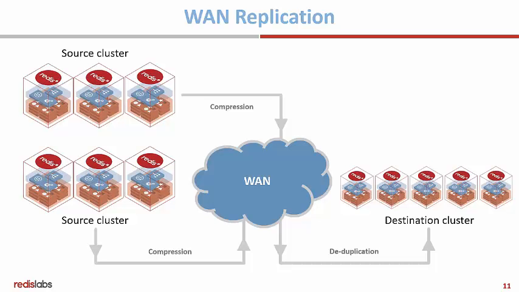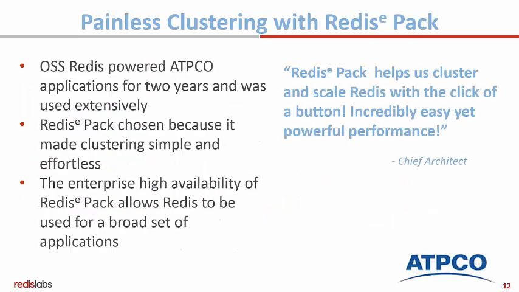Okay, so before I go to a quick demo, I wanted to go to the next slide and just talk a little bit about an example use case. So one of our customers is ATPCO. ATPCO works in the airline industry. They do fare calculations or fare publishing in the airline industry. You'll find that Redis is used very heavily in the travel industry.